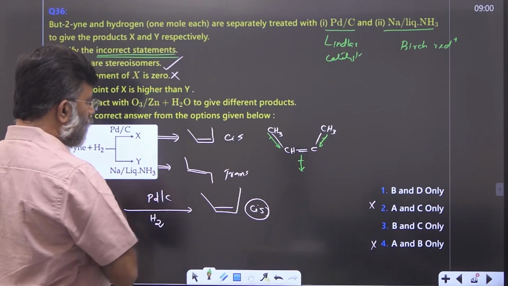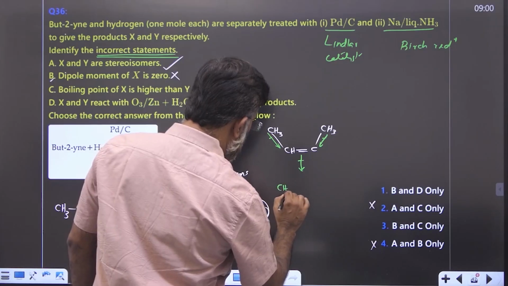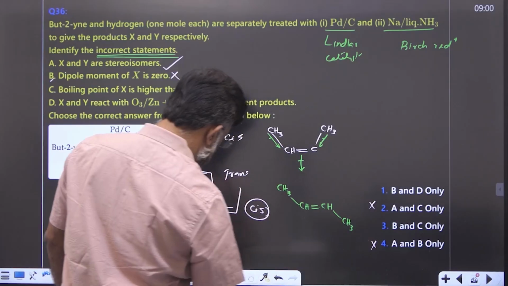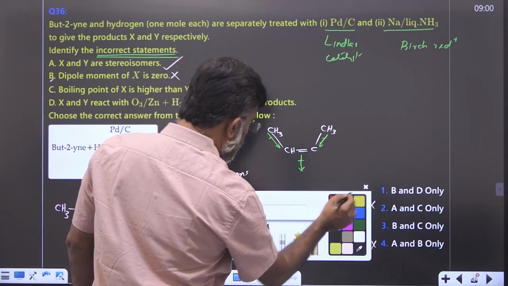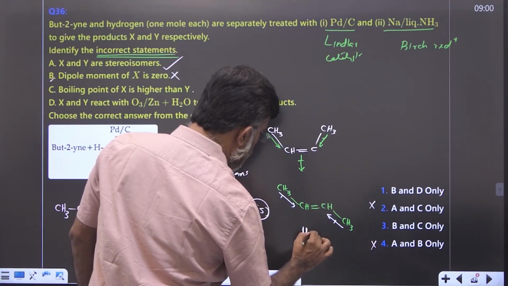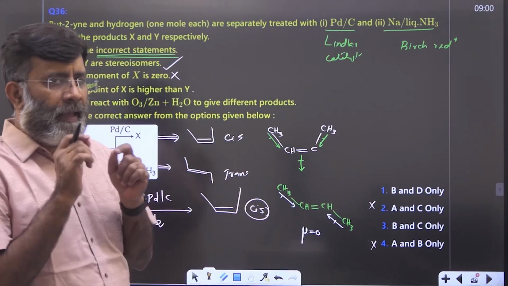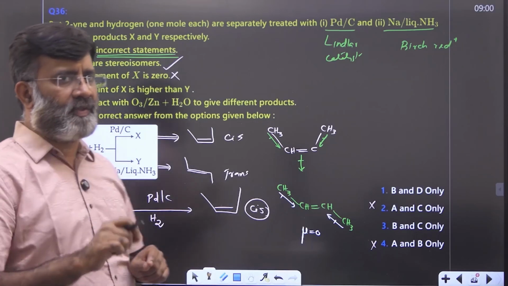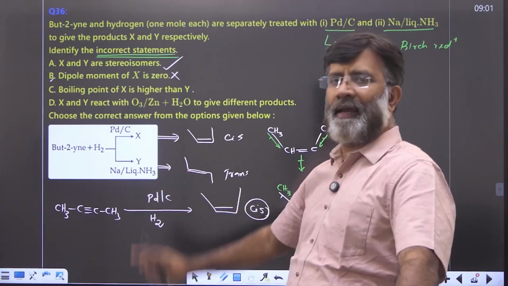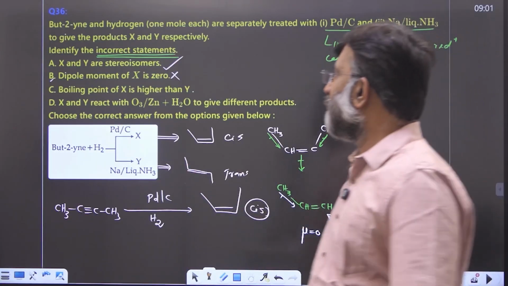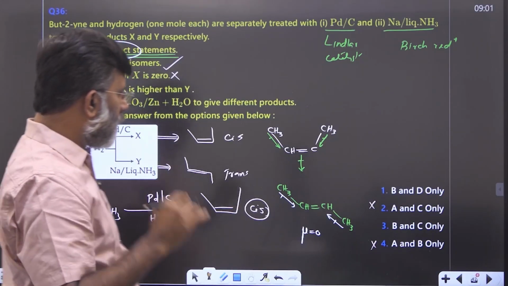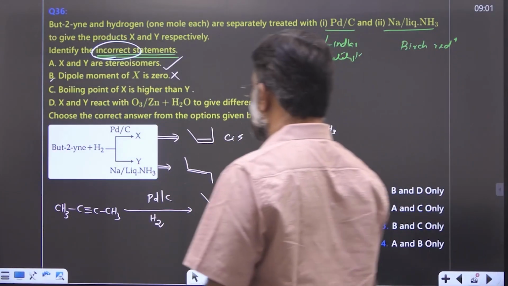While in trans, CH3, CH, double bond, CH, CH3, the dipole moment is 0. It will be like this. There will be mutual cancellation, and the dipole moment will be 0. So X, the product which is cis, has a non-zero dipole moment, while Y, which is the trans product, has a dipole moment of 0. So B is an incorrect statement and that should be one of our answers.